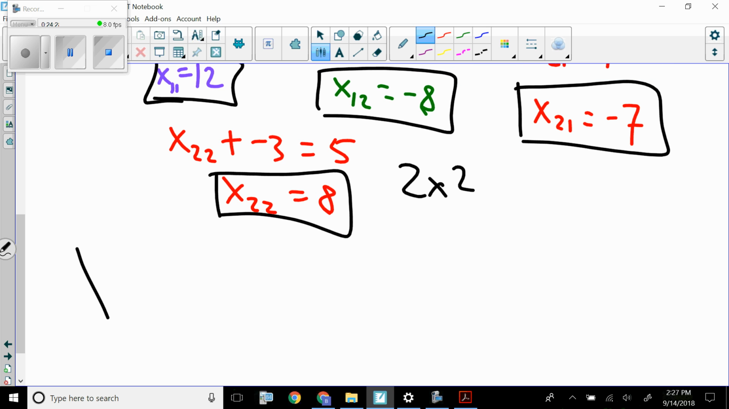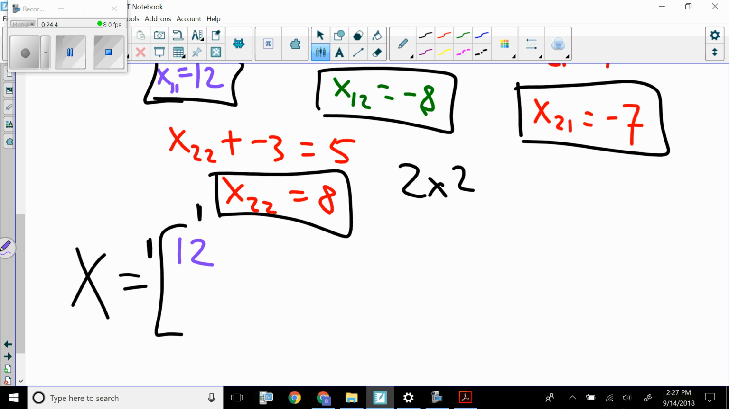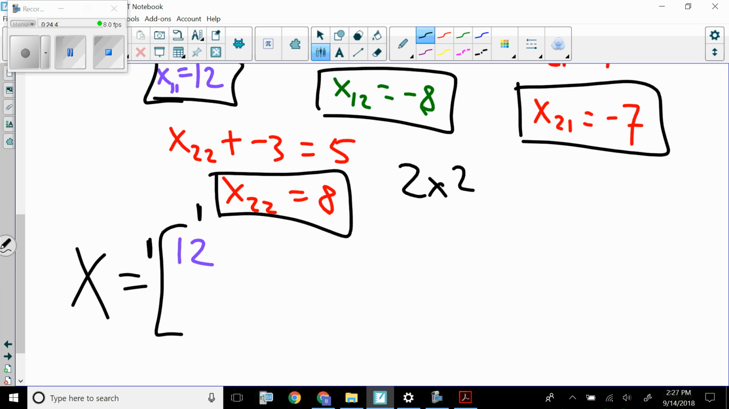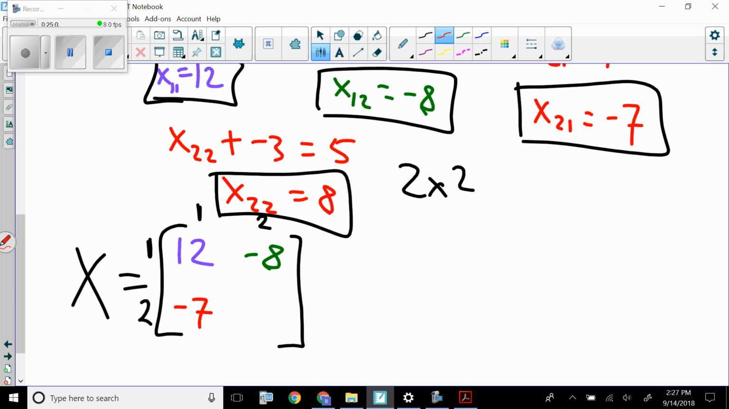This is key. You put a big X here for the matrix, and now I just fill it in. 1,1. This is the first row, first column. Well, that's x sub 1,1. That's my purple one there, which makes this thing 12. X sub 1,2. Okay, first row, second column. That's that green one over there. That's a negative 8. X sub 2,1. Well, that's that negative 7. And then finally I have my 8. And this is my solution.